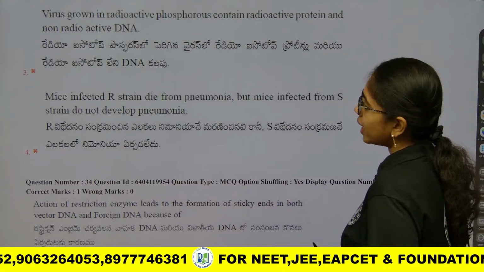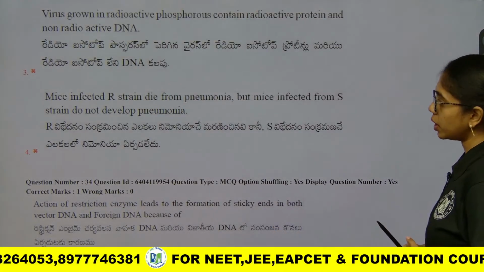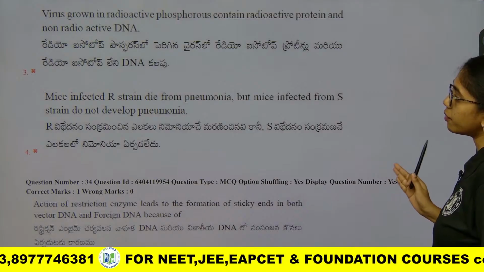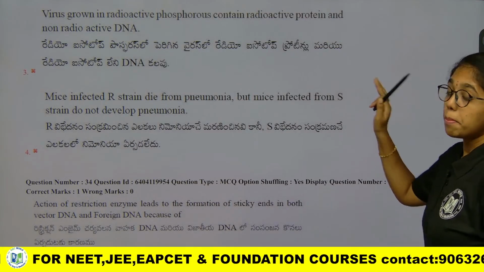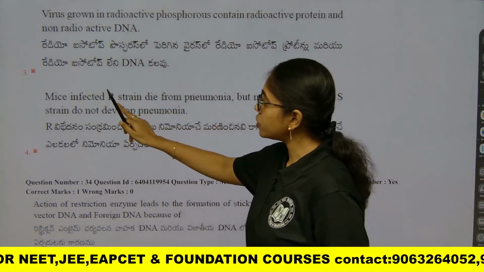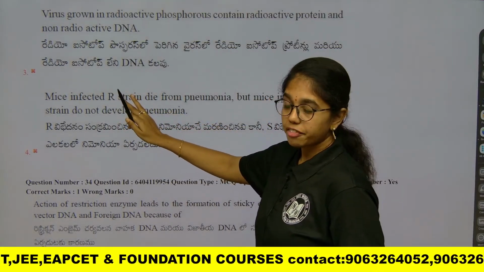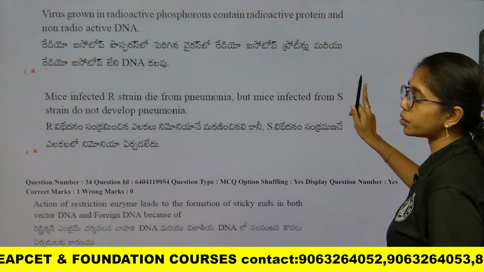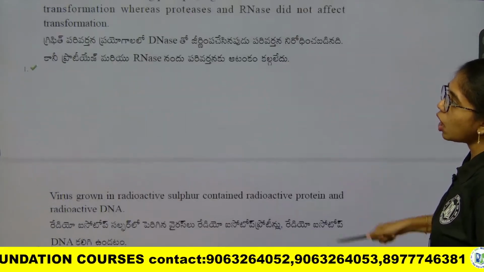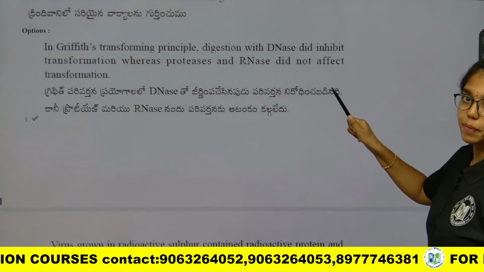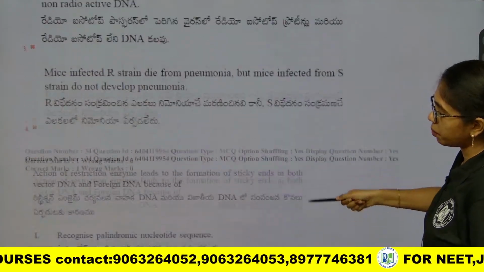Mice infected with R strain die from pneumonia, but mice infected with S strain did not develop pneumonia. This is wrong. Mice with the rough strain did not get affected, but mice with the smooth strain got affected. Okay, so what will be the correct statement now? Option 1 will be true with respect to Griffith's principle, the transforming principle.